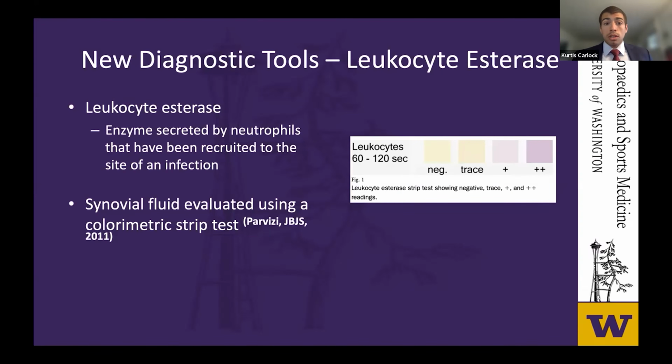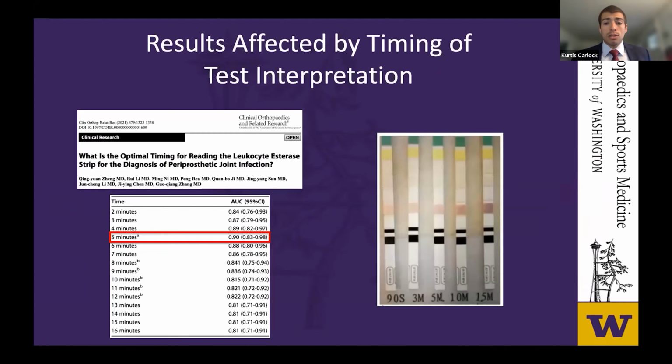Leukocyte esterase is something that we're likely all familiar with, recognizing it as one of the markers that we look at in the setting of urinalyses, looking for potential urinary tract infections. As with a urine sample, a synovial fluid sample can be placed onto a colorimetric strip test, and the degree of color change that we see indicates the degree of positivity, with it being a truly qualitative test, not quite a binary yes or no, positive negative test, but really degrees of positivity depending on the degree of color change.